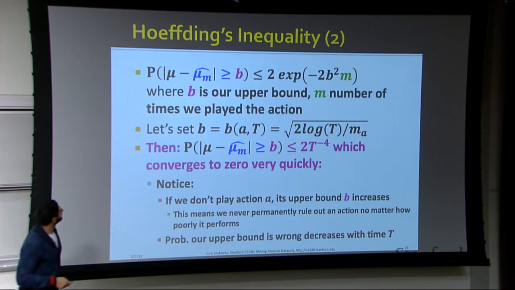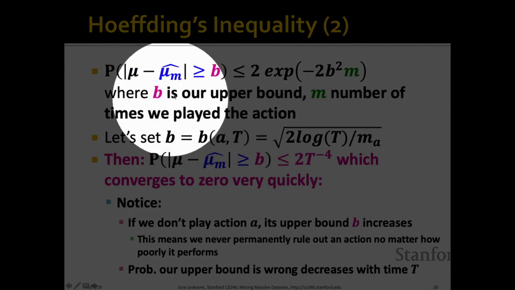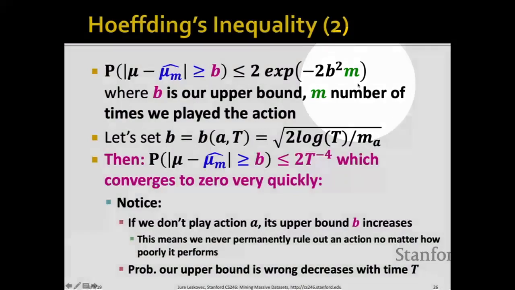Perfect. Let's go forward. So now that we figured out how to apply it, once again, this is our quantity. B is our upper bound. M is the number of times we play that action. So we did the math before to extract B. What we can do is set B to be equal to this quantity, the square root of 2 times log of t divided by M. Once again, M is the number of trials that we do on that specific arm. If we do that, then we're going to obtain the following quantity.